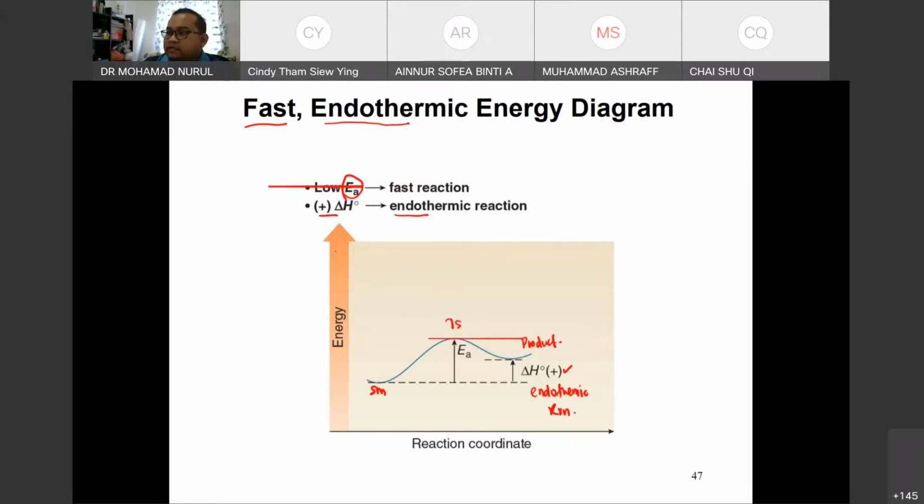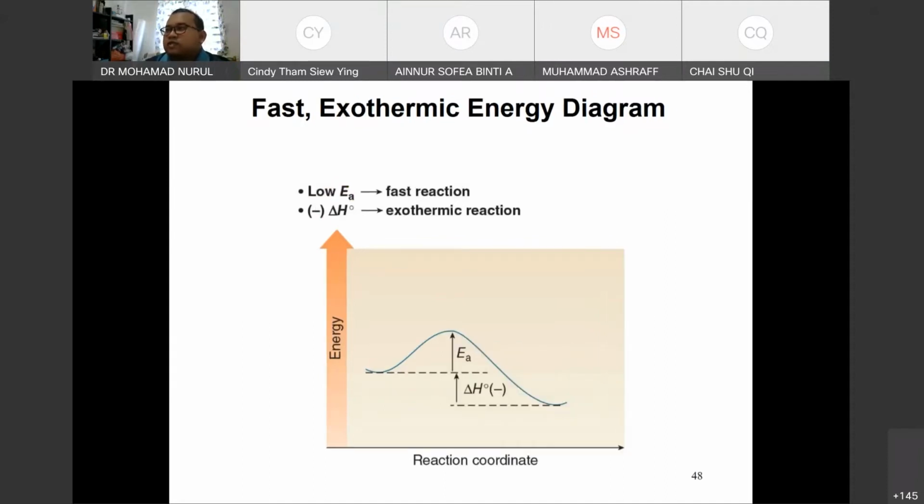Okay, again, this is the y-axis, this is the x-axis. Don't forget. So the fourth one, the last one, is the low activation energy, which is referred to as a fast reaction, and the delta H value is negative. It's exothermic. This one is an exothermic reaction. The activation energy is from the starting material to the transition state, not product to the transition state.